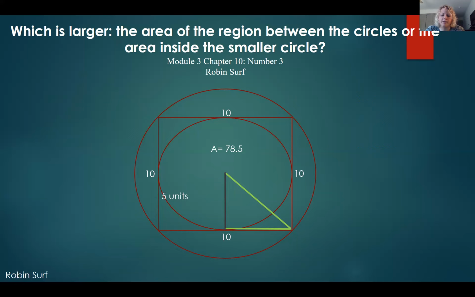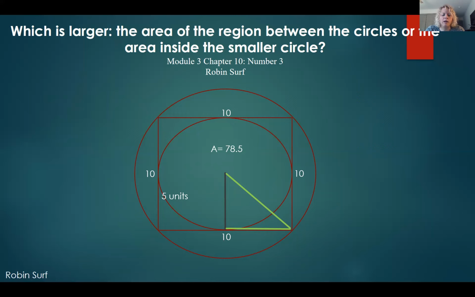When we take the area of the larger circle, which is 157, and subtract the smaller circle, 78.5, we get the space in between, which comes out to be exactly 78.5. According to these numbers, the smaller circle contains the same amount of space as the space in between the circles.